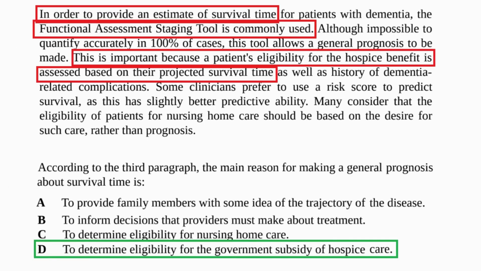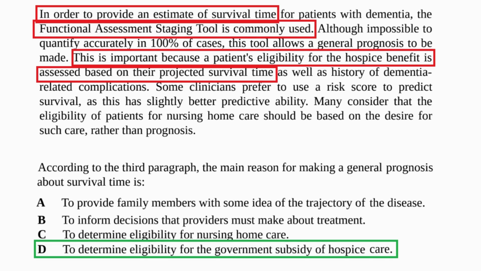The paragraph talks about the use of the functional assessment staging tool to estimate survival time for patients with dementia, and it mentions that a patient's eligibility for the hospice benefit is assessed based on their projected survival time as well as history of dementia-related complications.